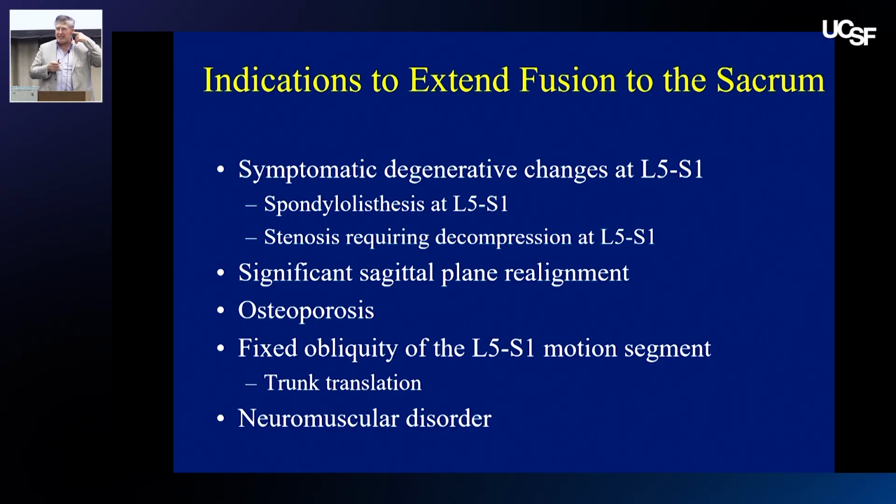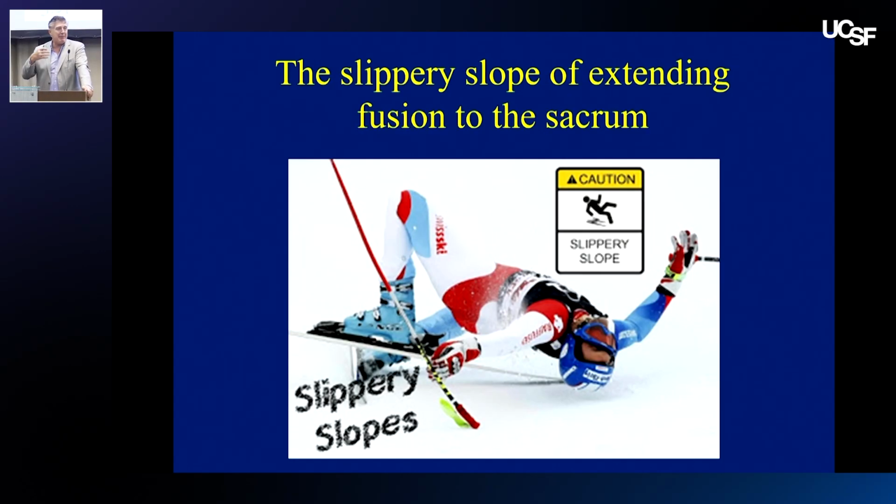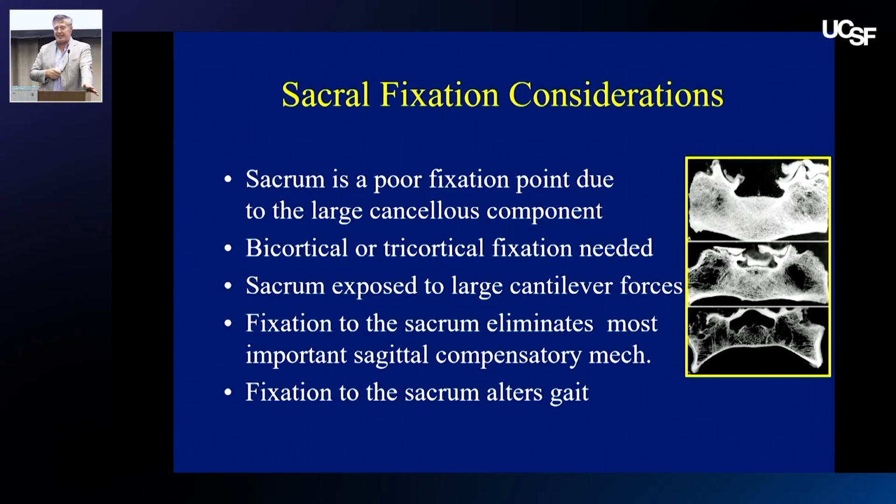When we need to get a major sagittal plane realignment, stopping at L5 can be difficult. In a patient with insufficient bone quality, stopping at L5 is challenging. Certainly when there's fixed obliquity, I think going to the pelvis is a lot easier to correct the coronal plane. And neuromuscular disorders. These are all where I really tend to go to the sacrum. But it can be a very slippery slope, because once we go to the sacrum, that's where we're really opening up the door to even more complications.